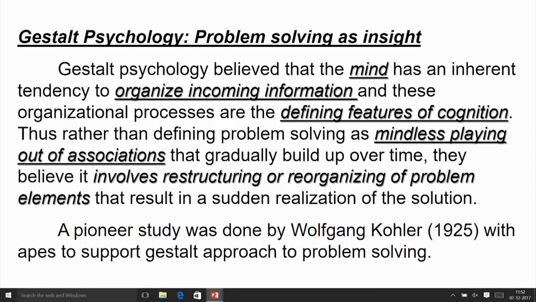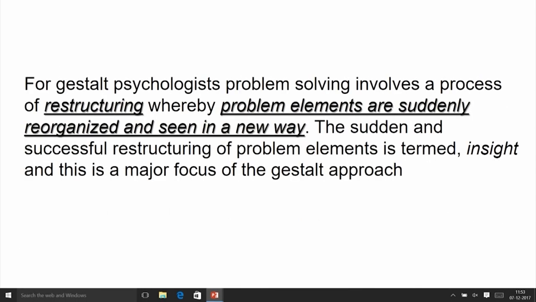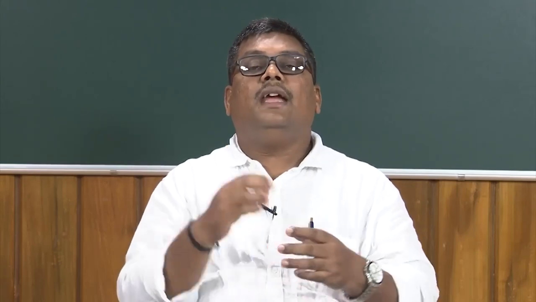Now, a pioneer of the gestaltist school was Wolfgang Kohler, and he found a way to test this idea that insight leads to problem solution. So, for gestalt psychologists, problem solution involves a process of restructuring whereby problem elements are suddenly recognized and seen in a new way. What happens is they believe that the problem itself is restructured in the mind, and it keeps on restructuring till the point of time that a solution suddenly appears to you, and this is called an insight, or in some books it is called the aha experience.